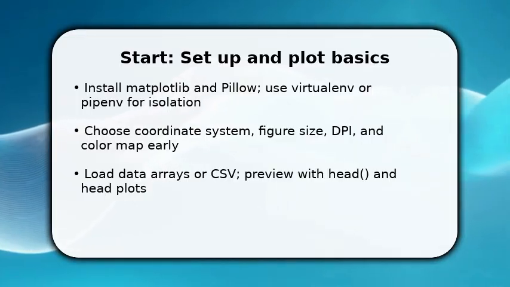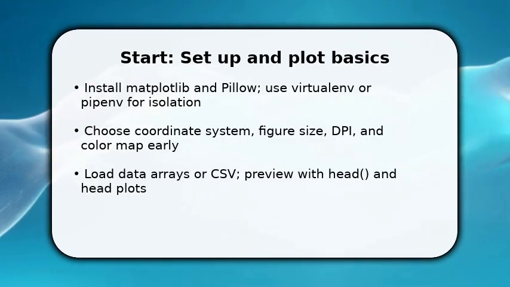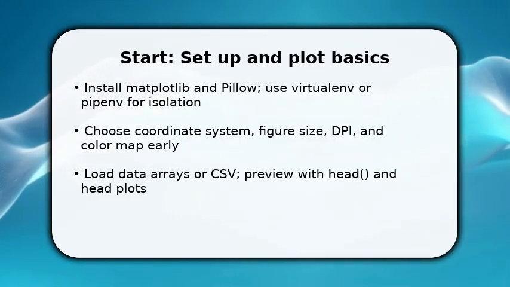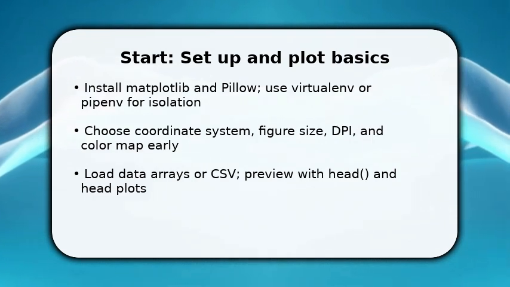Then instantiate a figure with plt.figure, figsize equals (8, 5), dpi equals 100, and create an axis. Plot a simple line or scatter to verify axes, labels, and data alignment. Once you see correct points, proceed to styling.